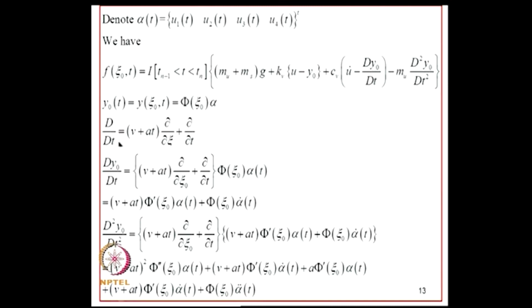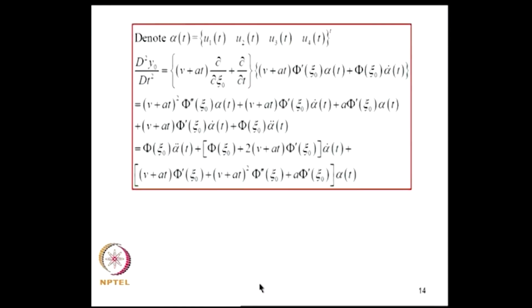So, we can write now d by dt as this operator, nu plus at dou by dou psi plus dou by dou t, operating on y naught. It produces this equation, that is, this acts on y naught and we get this equation, and the second derivative accordingly can also be obtained by repeating this product operation on this. So, we get the terms this and this are computed.